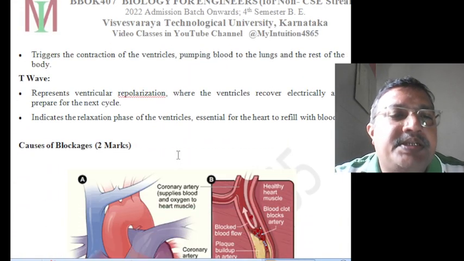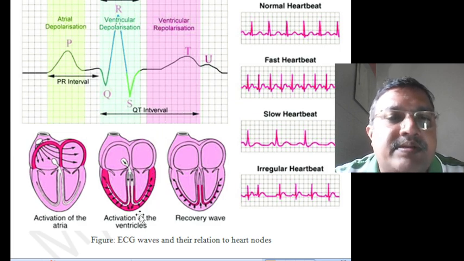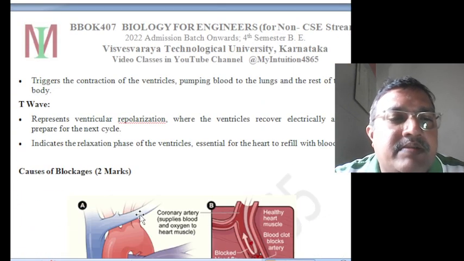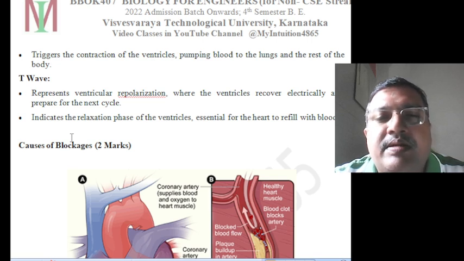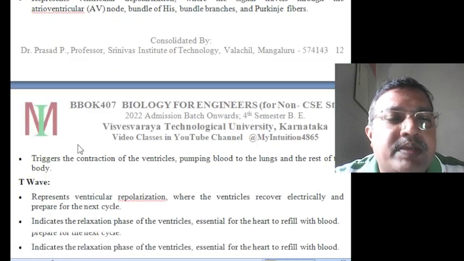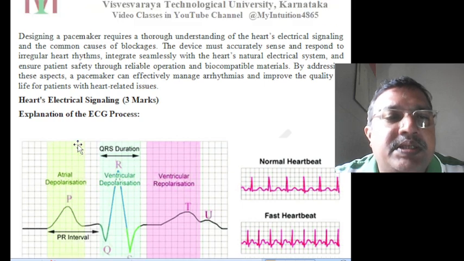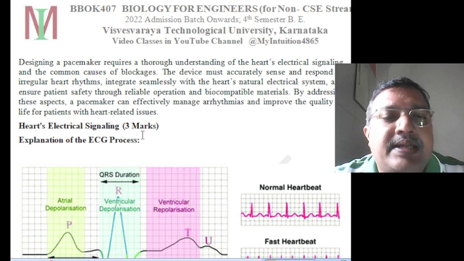Then comes the T wave. There is an interval from the Q called the QT interval. After the QT interval, the T wave comes, representing ventricular repolarization, where the ventricles recover electrically and prepare for the next cycle. It indicates the relaxation phase of the ventricles, essential for the heart to refill with blood. So that is about the P wave, QRS complex, and T wave, which come under the ECG process, or the electrical signaling in the heart.